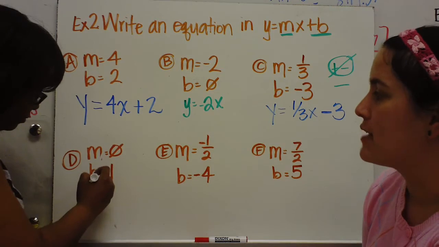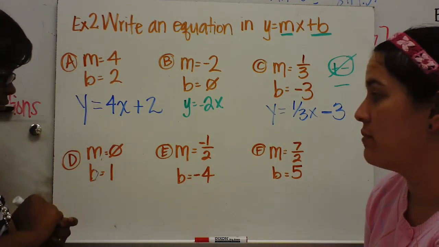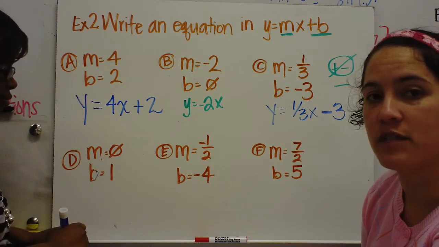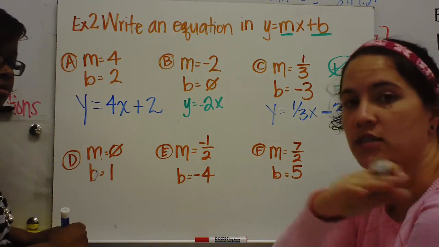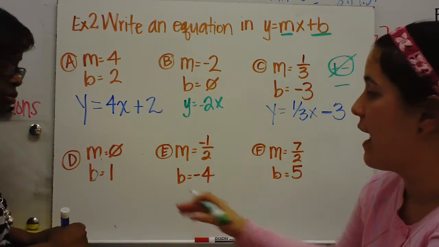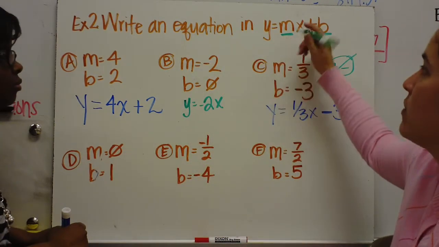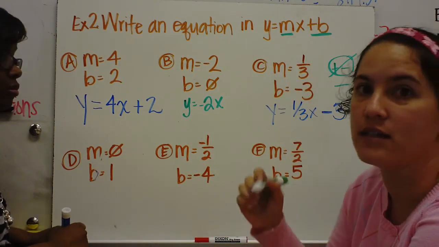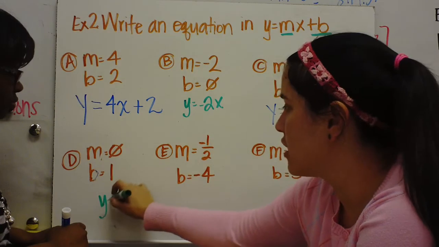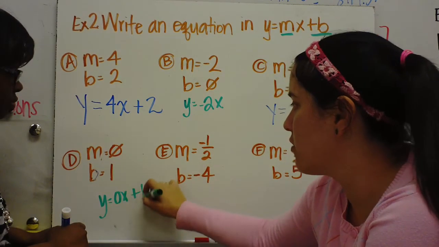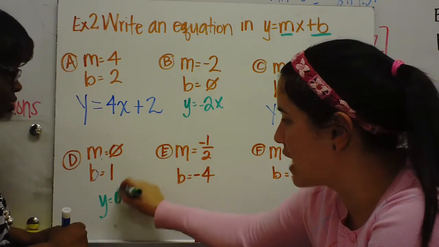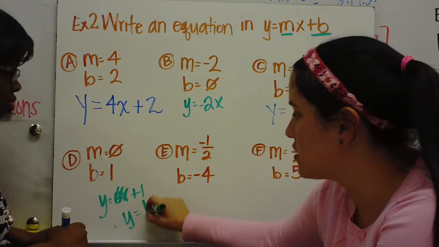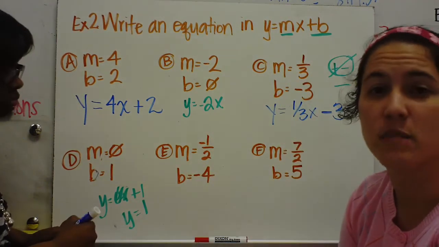Example D, my slope is 0 and my y-intercept is 1. Now we just talked about if you have a slope of 0 means it's a horizontal line. And if I tried to put 0 here, 0 times x is 0. So my equation, 0x plus 1. But 0 times x is 0. We don't need to write that. So it's just y equals 1. It's one of those special cases.